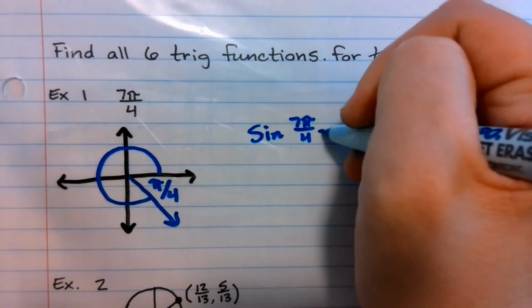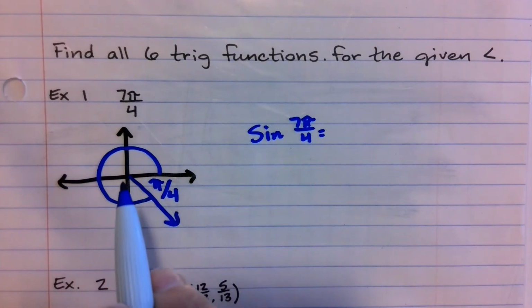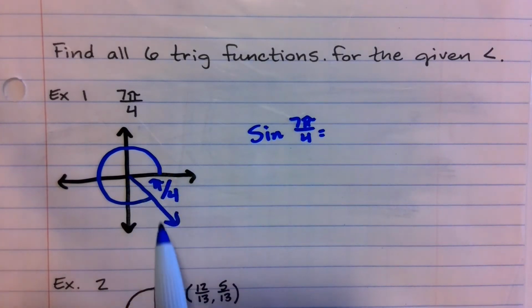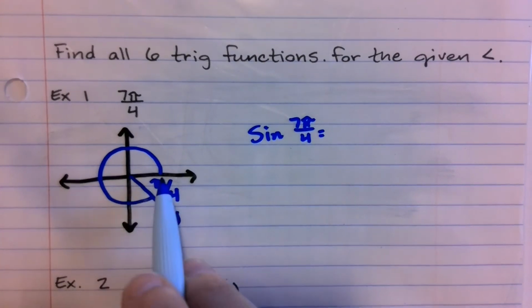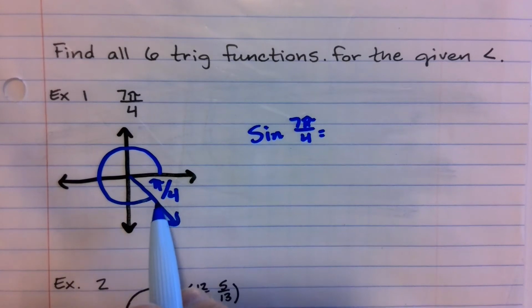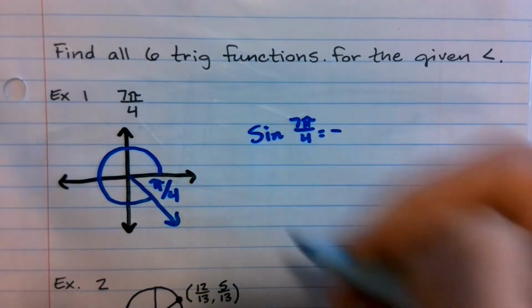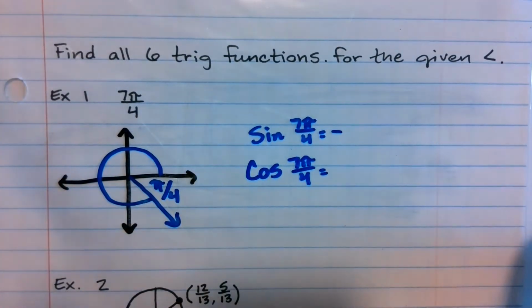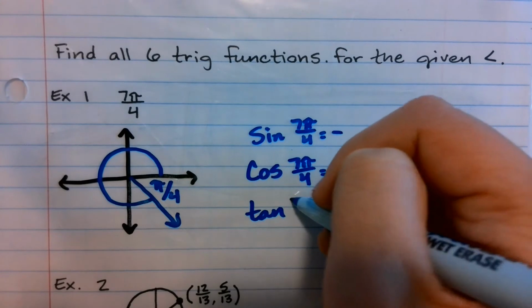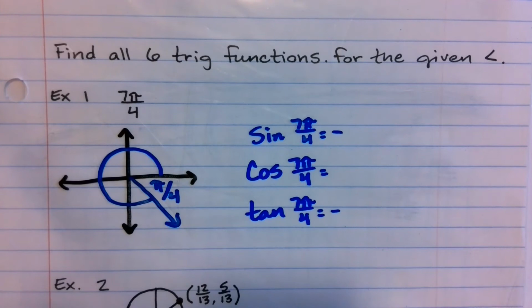Remember that my sine and cosine are really my x and my y value, where cosine is my x and sine is my y. So I'm just asking myself, as far as positive and negative, my x here is positive because it's in the fourth quadrant, but my y is negative. So that means that my sine of 7 pi over 4 is going to be negative. My cosine of 7 pi over 4 is going to be positive. Tangent of 7 pi over 4, since I'm dividing sine by cosine, is going to be negative as well.